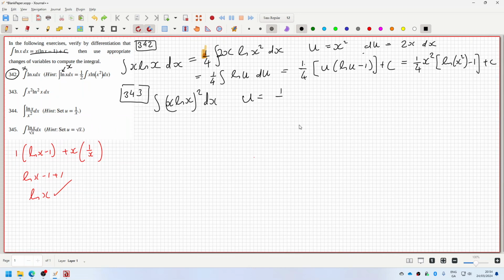Okay. What about if I said u equals x squared? Then du dx would equal 2x. What about if I said x cubed? Then du dx would equal 3x squared.